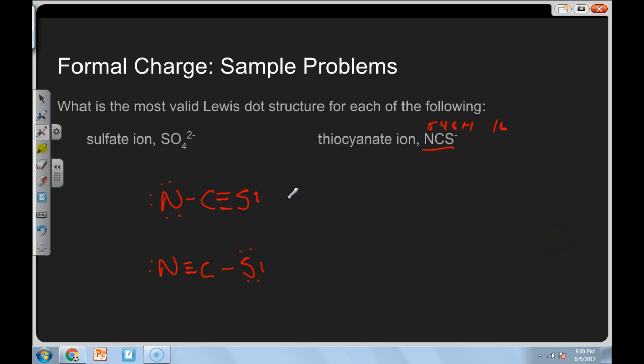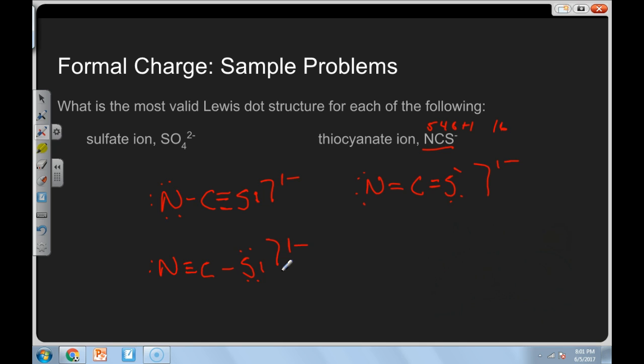Or we could split it down the middle. Let's see, 1 minus, put the charge on here, 1 minus. Or we could split it down the middle, and we could do N double bond C double bond S. And then we have 2 electrons, 2 electrons, 2 electrons, 2 electrons. And then we can do 1 minus. And this is why this is going to take a little while, because now we have to calculate formal charge.